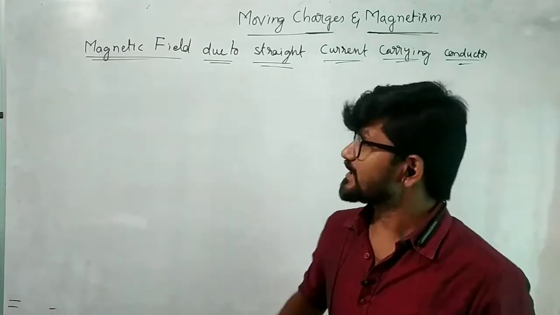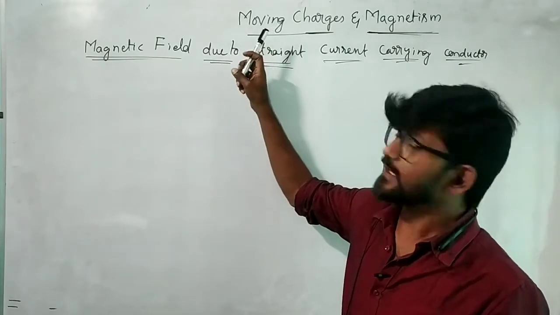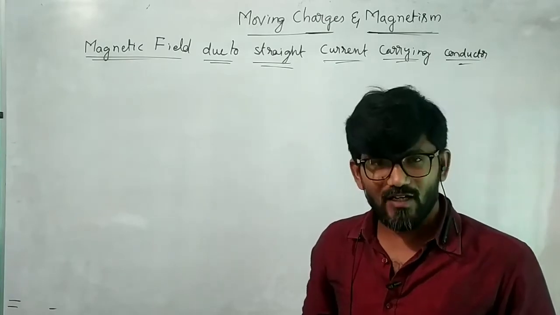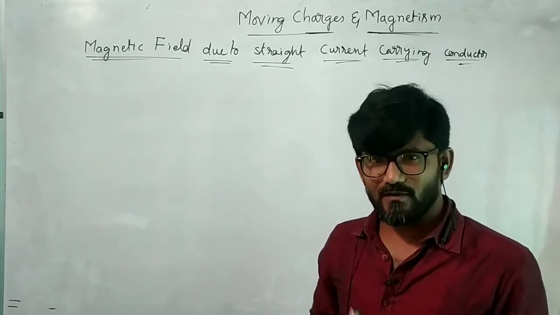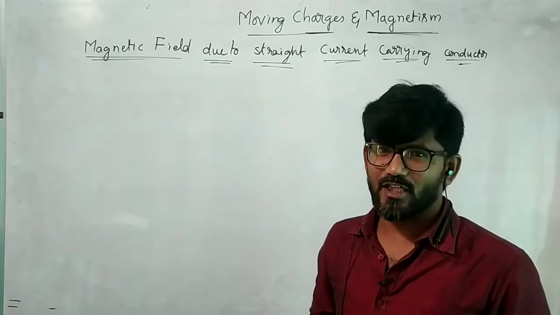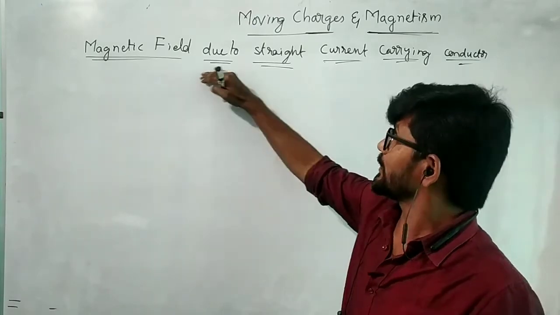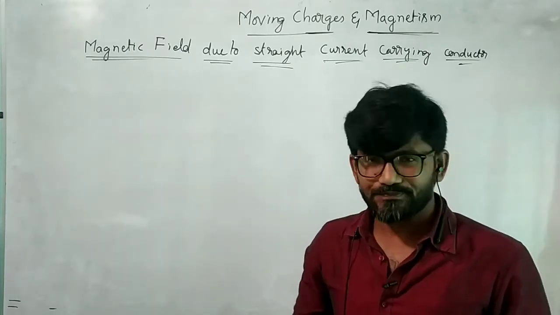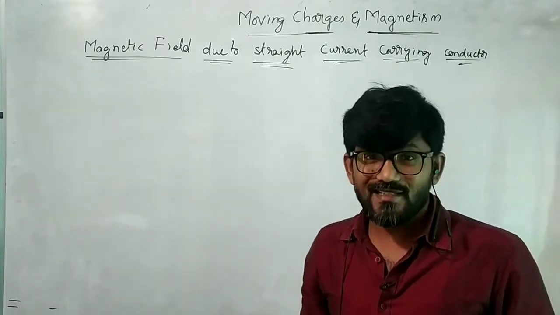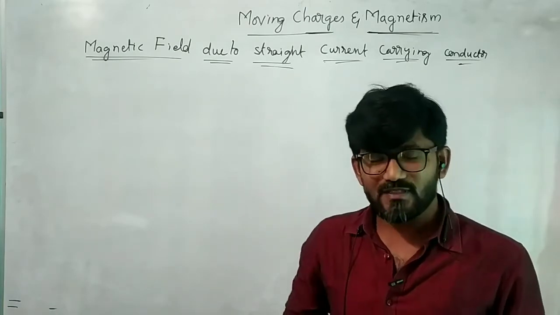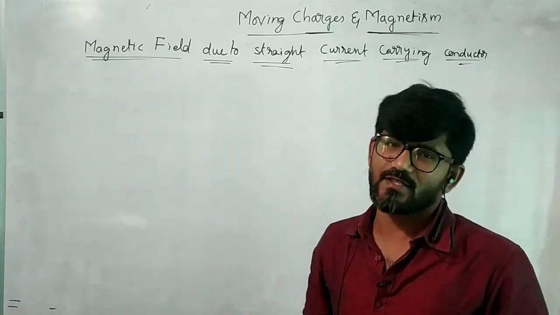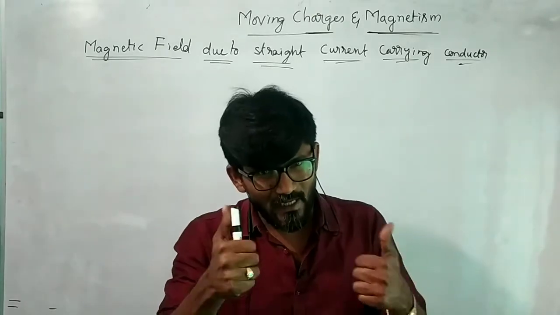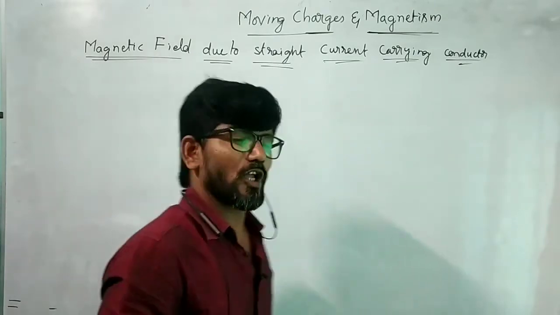Now we are discussing the chapter Moving Charges and Magnetism. In the previous sessions we have already discussed the Biot-Savart law, and one of its applications: how to find the magnetic field due to a finite straight current carrying conductor. I hope you have understood. Now in this session, let us see a few examples and then some special cases related to this concept. Are you ready? Open a pen and paper and start along with me.